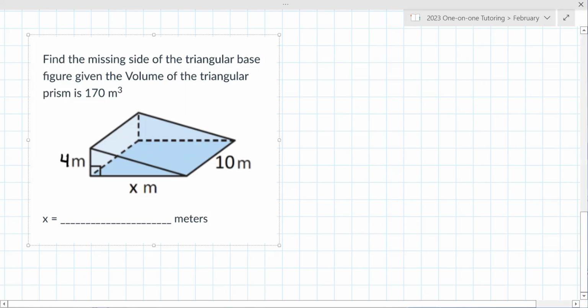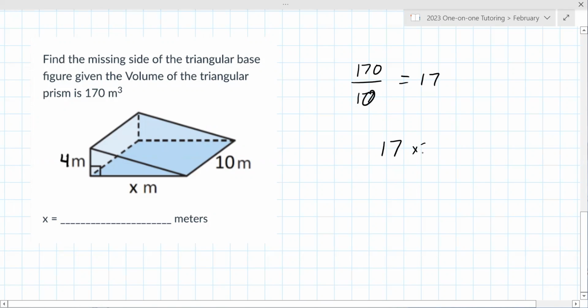Yeah, first I divided 170 by 10. That gave me 17. And then I did 17 times 2. That gave me 34. Then I did 34 divided by 4. Hold on, 34 divided by 4, I got 8.5.